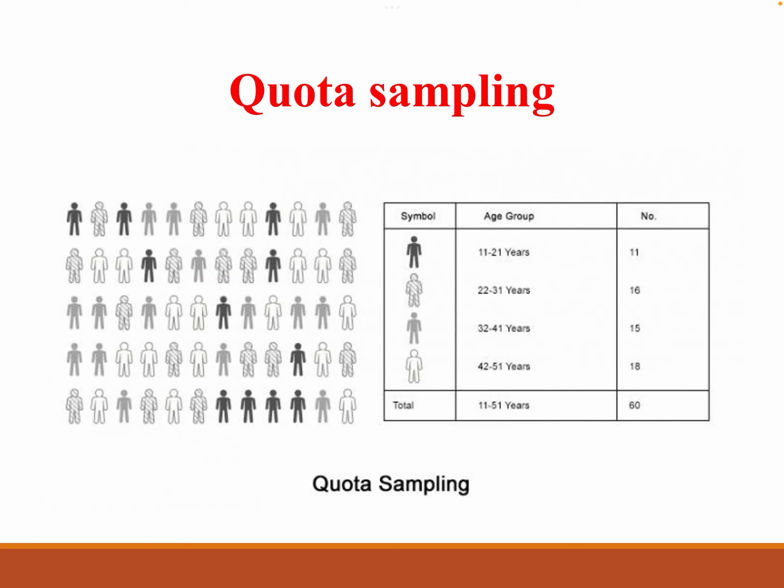Next is quota sampling. In quota sampling, a few quotas are already fixed and we just fill up those quotas. For example, according to age group, if we take 11 to 21 years, we need 11 of them. For the 22 to 31 year age group, we need 16. For 32 to 41 years, we need 15 of them, and for 42 to 51 years of age, we need 18 of them. Our only aim is to fill up this quota. So this is known as quota sampling.